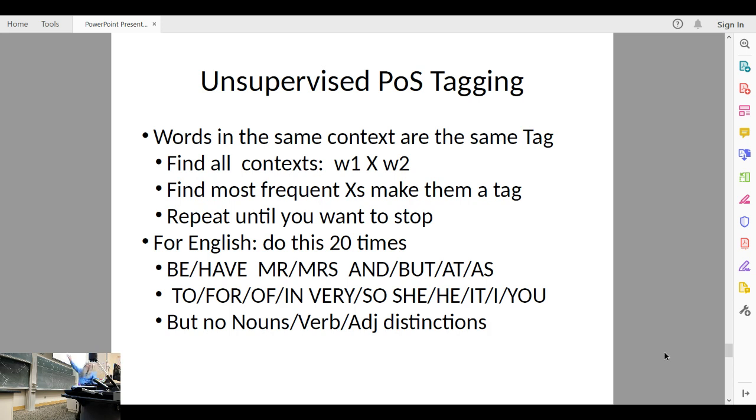If you do it for English, you get these things joined together. So you get the word be and the word have joined together. They're both auxiliary verbs. You get Mr. and Mrs. joining together. They're both titles. They're reasonable to join together. You get the words and, but, at, as together. They're all conjunctions. You get to, for, off, in together. They're all a certain type of preposition. That's okay. You get very, so. They're both intensifiers. And you get he, she, it, I, you.